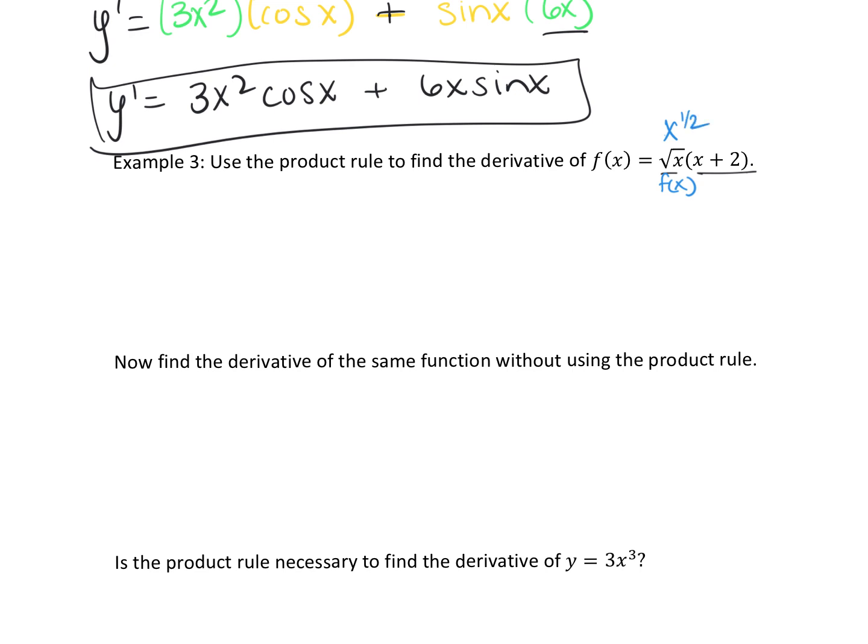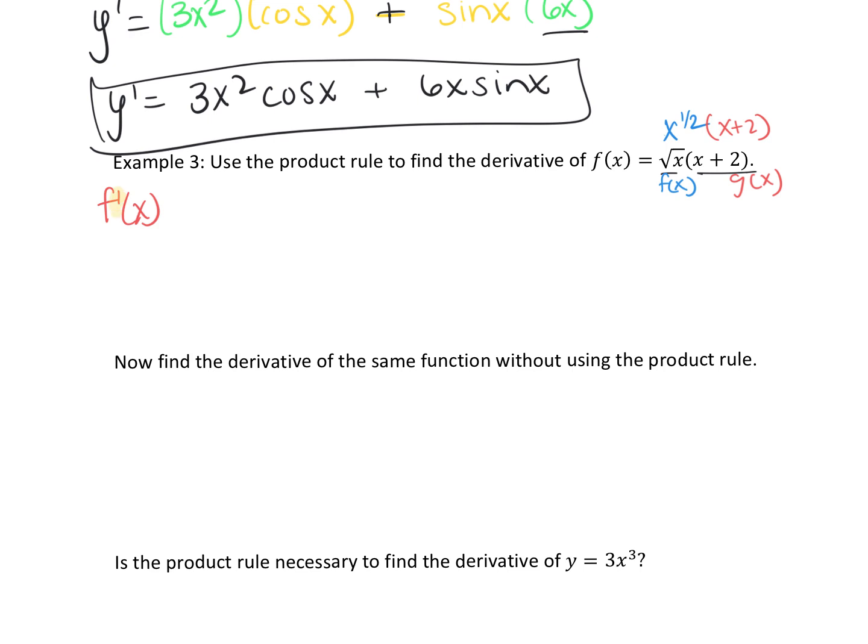And then the other function will be x plus 2. So that's g of x. So take the derivative, so it's f prime of x. Again, make sure you have your notation up here, this little part up here, and make sure you show that.